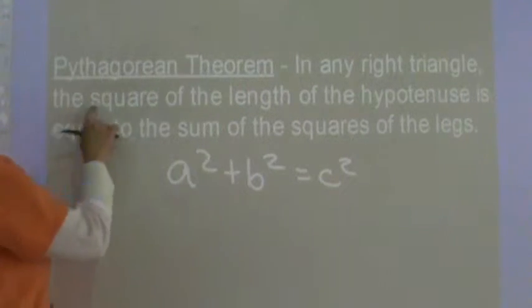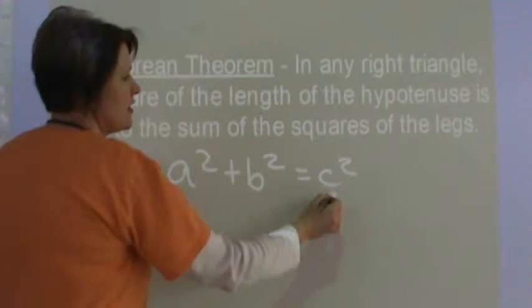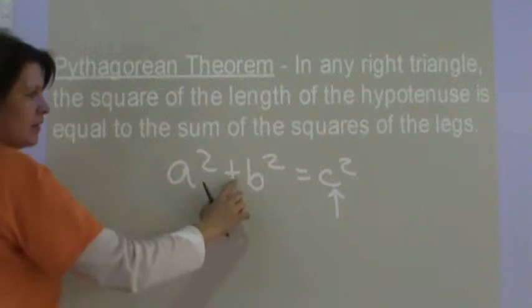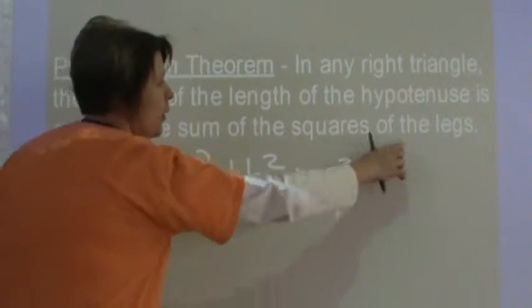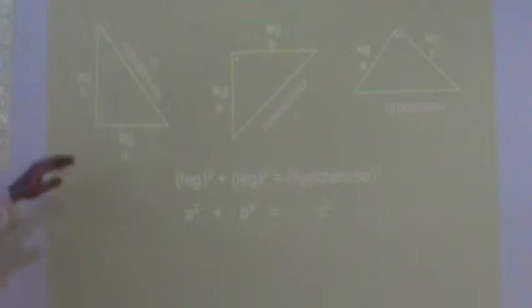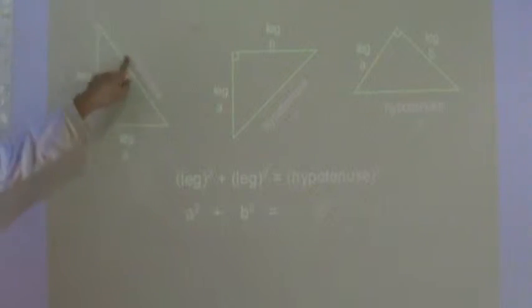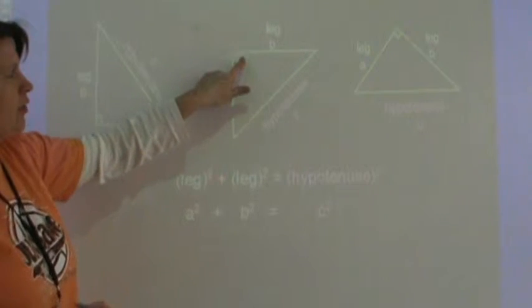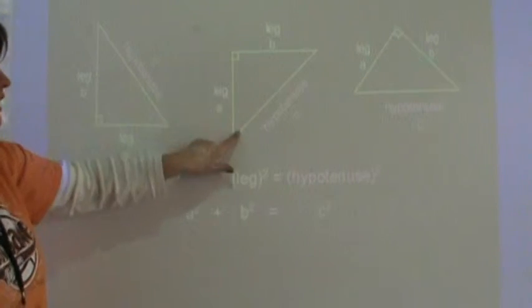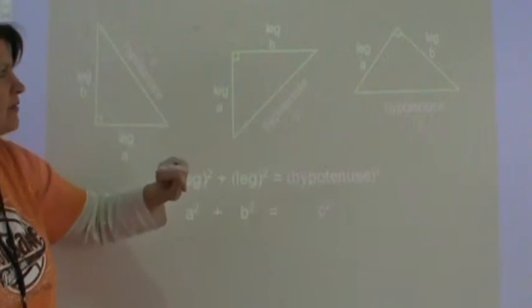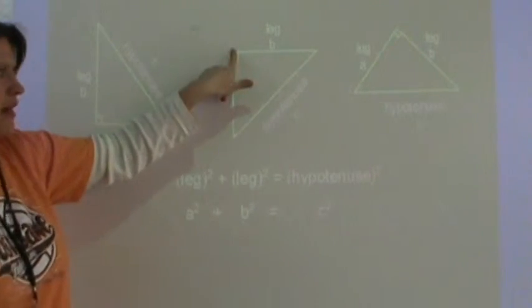The square of the length of the hypotenuse, so c is going to be our hypotenuse, is equal to the sum, so we're adding these two together, of the squares of the legs, and these two are your legs. I've got a couple samples here. Your leg and your leg are always around your right angle. Your hypotenuse is always the farthest away. If they spin it on you and your right angle's up here, it's still your leg and your leg. A and B can be interchanged, but C is your hypotenuse. It has to be that side opposite your right angle.